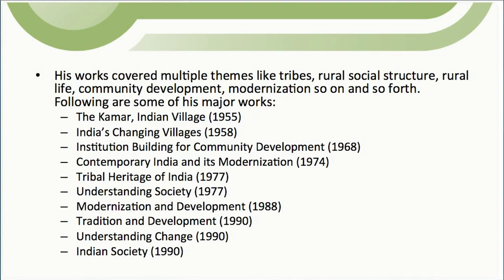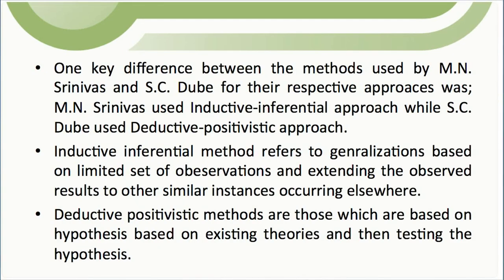His works covered multiple themes like tribes, rural social structure, rural life, community development, modernization, and so on. Following are some of his major works: The Kamar, Indian Village, India's Changing Villages, Institution Building for Community Development, Contemporary India and Its Modernization, Tribal Heritage of India, Understanding Society, Modernization and Development, Tradition and Development, Understanding Change, and Indian Society, amongst others.